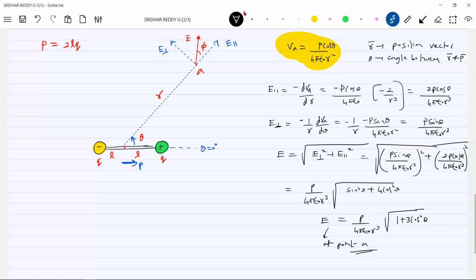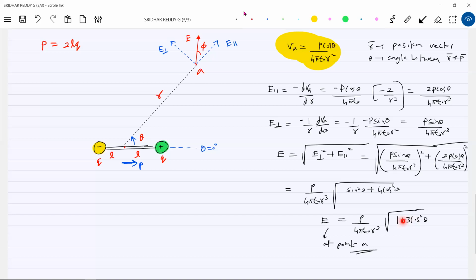Okay, let's do one thing. Shall we verify it? Shall we verify whether this is right or wrong? So what we'll do, we'll put theta equals 0. If you put theta equals 0, what is the answer? We should get 2p by 4 pi epsilon naught r cube. Put theta equals 0: 1 plus 3, 4.